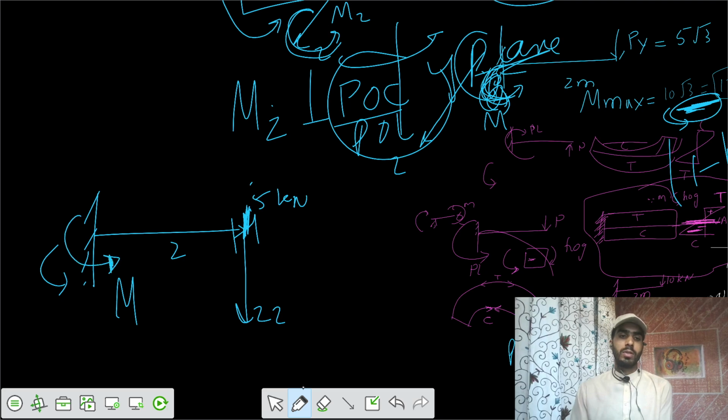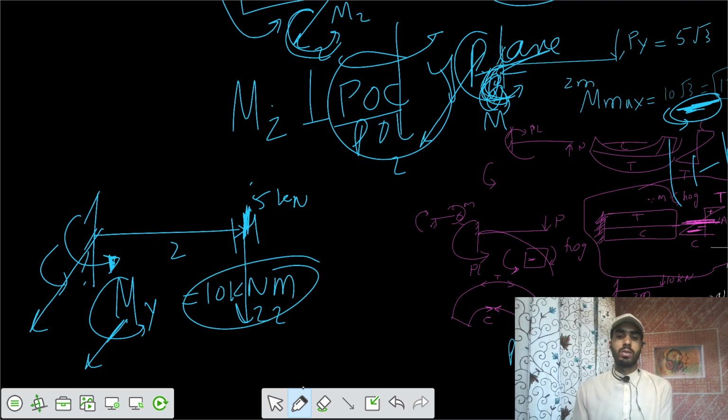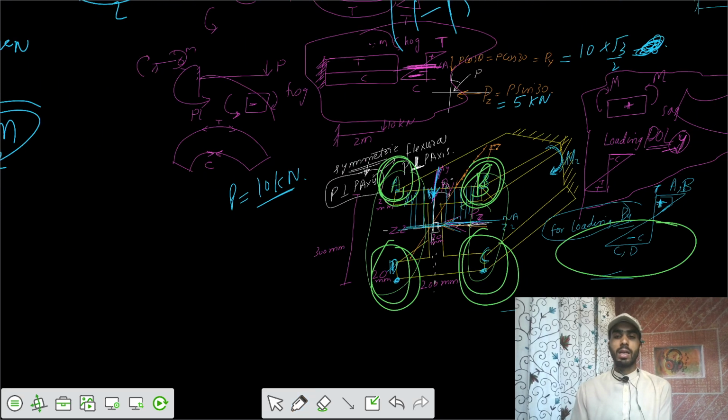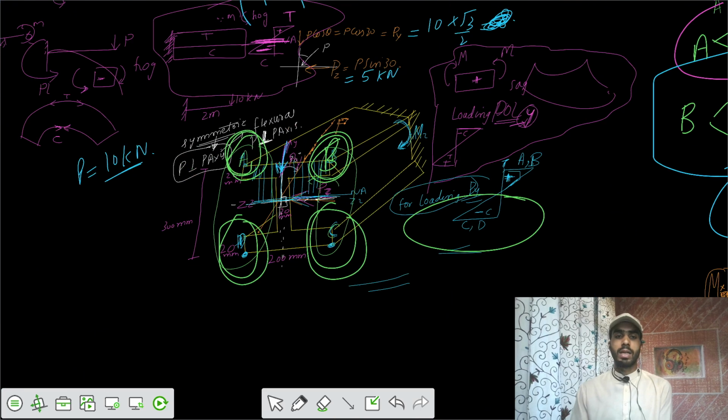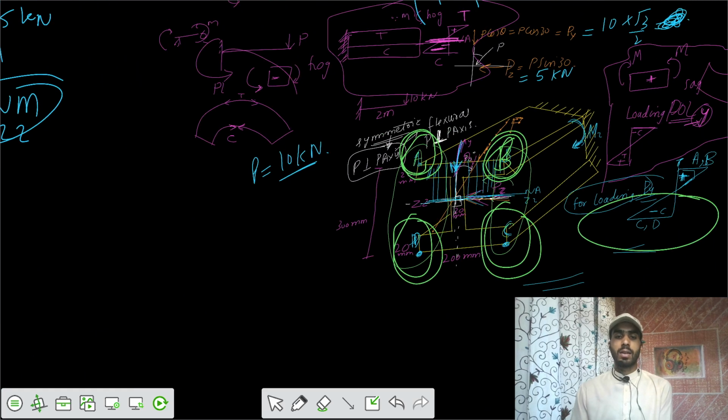That moment developed would be in this way, such that this is your y-axis. So moment is rotating in the y direction. So we write moment y equals 10 kilonewton meter. So we got these values. Now if you want to calculate the second moment of area about x-axis and y-axis.